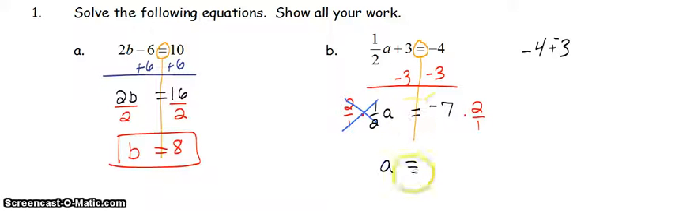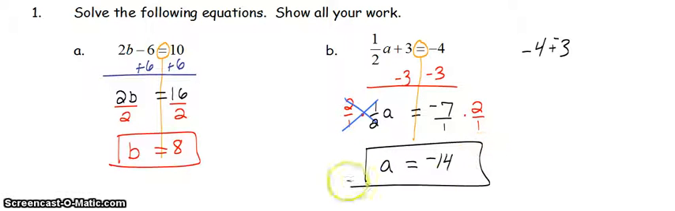I bring my equal sign down. This is really negative 7 over 1. Negative 7 times 2 is negative 14. A negative times a positive is a negative. My variable by itself, yes, so I'm done.